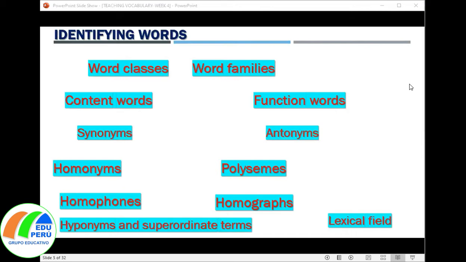And what about the last two? Hyponyms and subordinate terms and lexical fields. What are the hyponyms and subordinate terms and lexical fields?